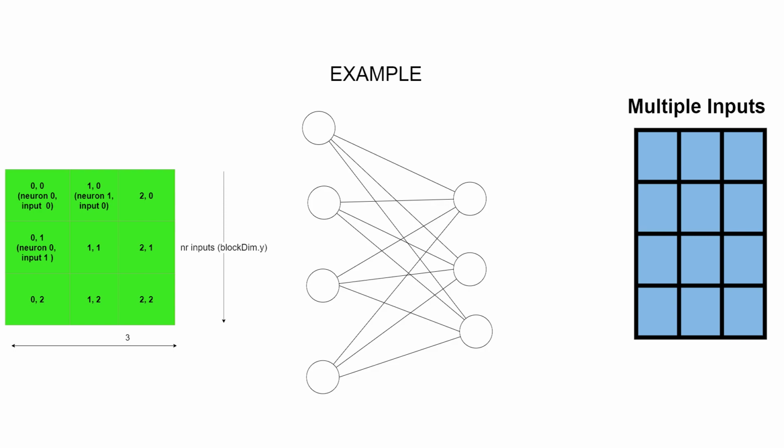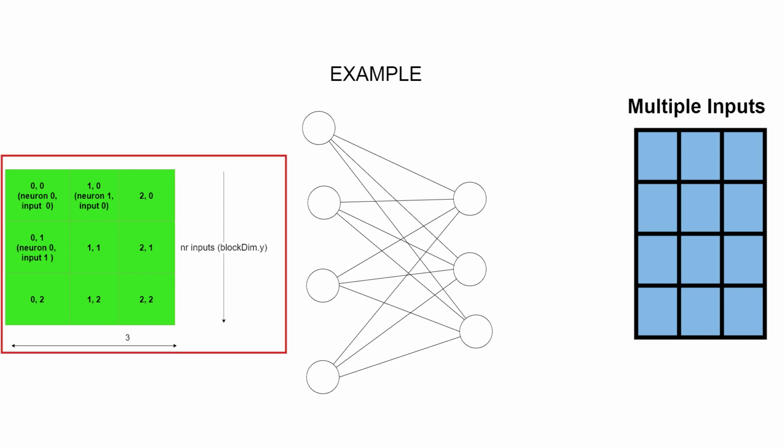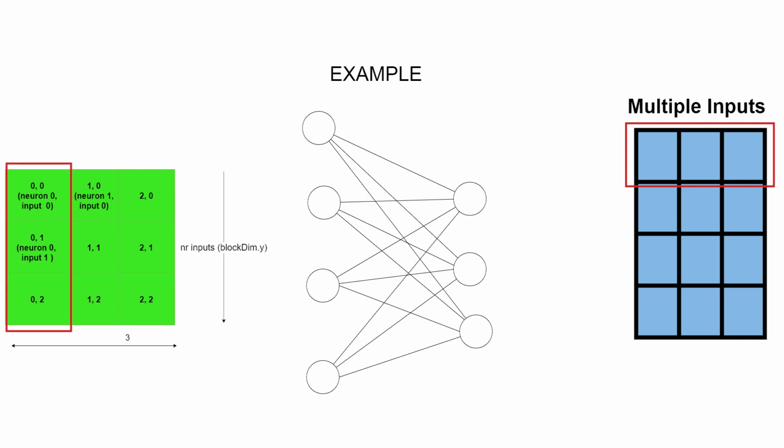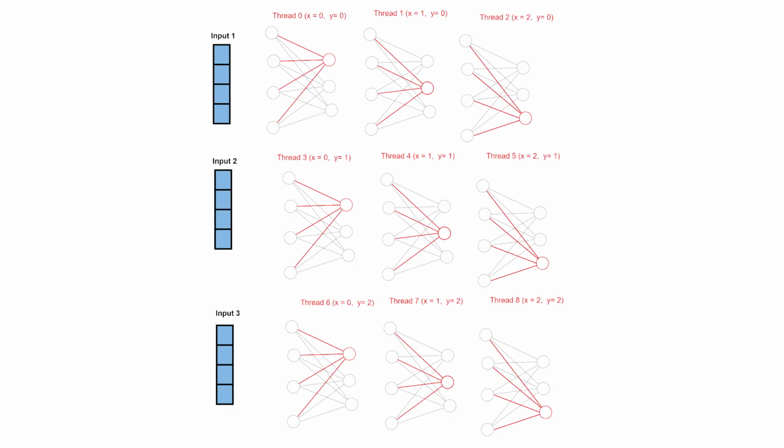Alright, let's have a closer look at what each individual thread will do. We're going to use the following example to visualize everything. We use a simple neural network with 4 input neurons and 3 output neurons. The input matrix will consist of 3 inputs. Therefore, we will need 9 threads: 3 threads in the y dimension, 1 for every input, and 3 threads in the x dimension, 1 for every output neuron. Now let's have a look at what every single thread does.